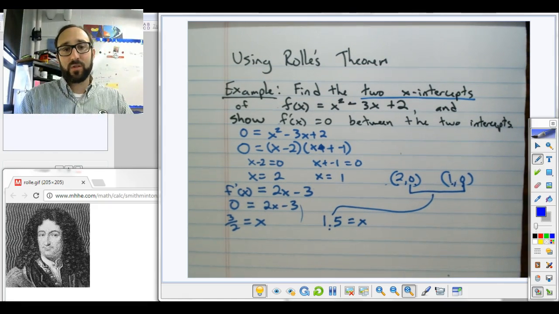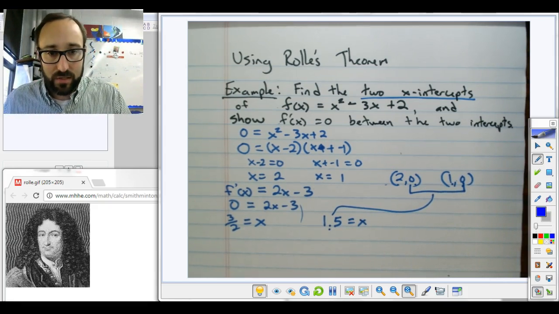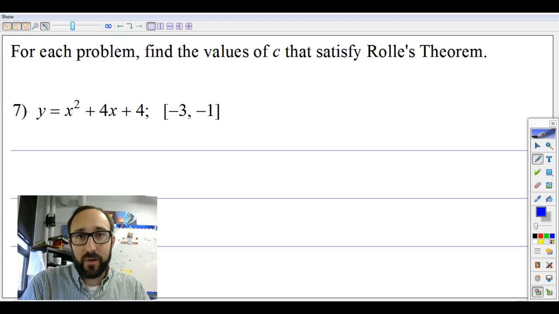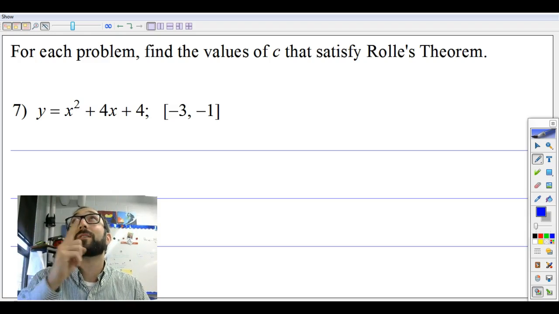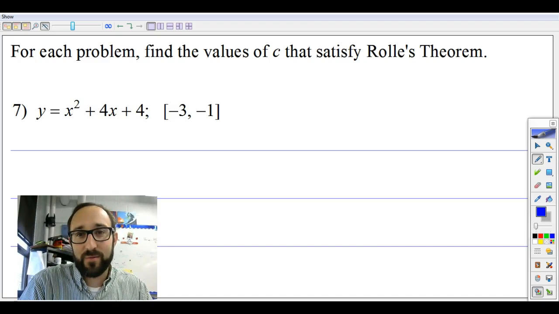I'll leave that for you to do, and here is your assignment. Hang on, I can't read it up there, it's hard for me to read when it's below me. For each problem, find the value of c that satisfies Rolle's theorem. y equals x squared plus 4x plus 4 on the interval negative 3 to negative 1.